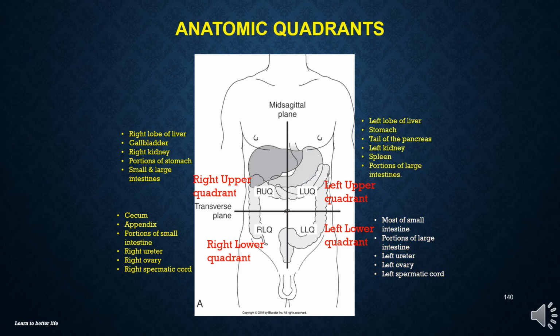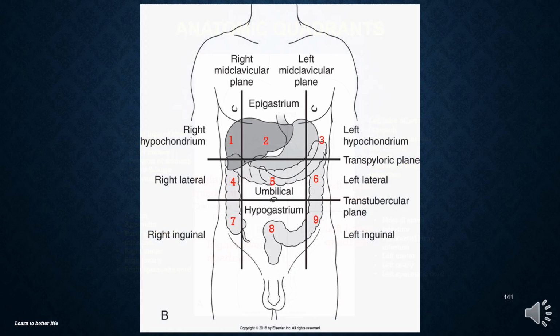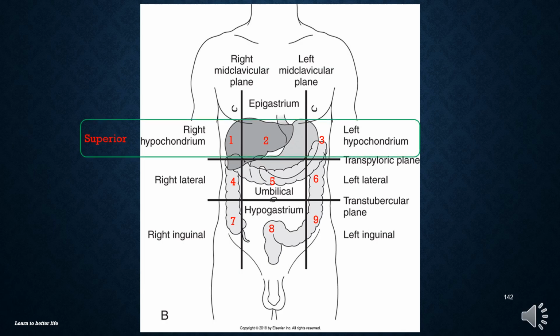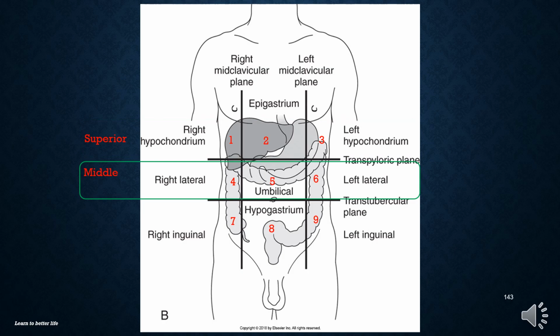The left lower quadrant consists of most of small intestine, portions of large intestine, left ureter, left ovary, and left spermatic cord. The abdomen further divides into 9 regions. The superior portion of these 9 regions has right hypochondrium, epigastrium, and left hypochondrium. The middle portion has right lateral, umbilical, and left lateral. The inferior portion has right inguinal, hypogastrium, and left inguinal.